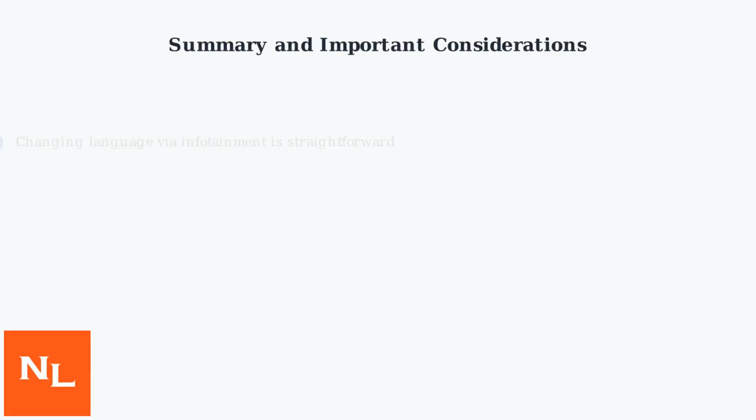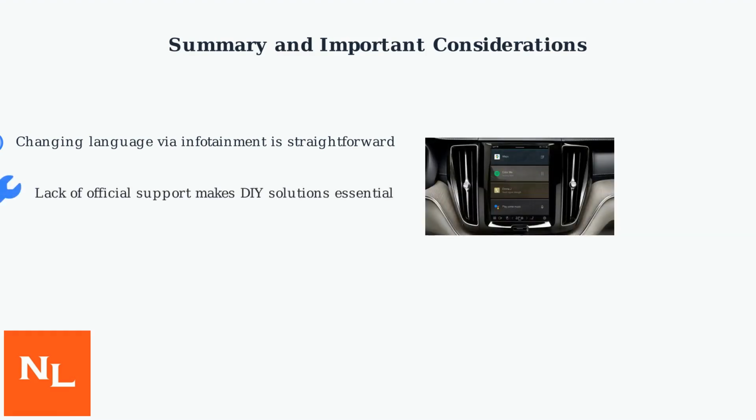In summary, changing the system language on your Volvo XC60 I is typically straightforward through the infotainment system menus. However, with no official support from Volvo, DIY fixes and aftermarket solutions have become increasingly important for maintaining these older vehicles. The lack of manufacturer updates means owners must rely on community-driven resources and third-party tools to address language-related issues or add unsupported languages.